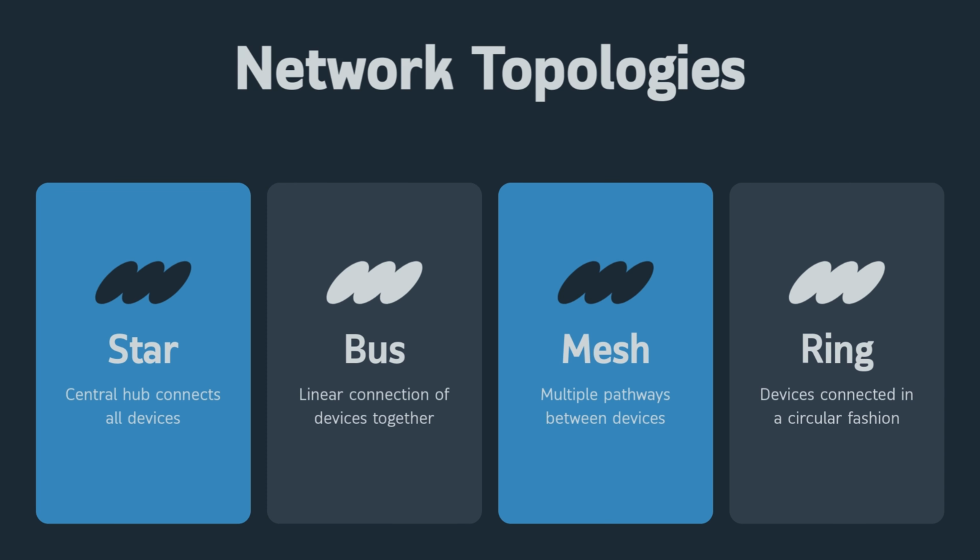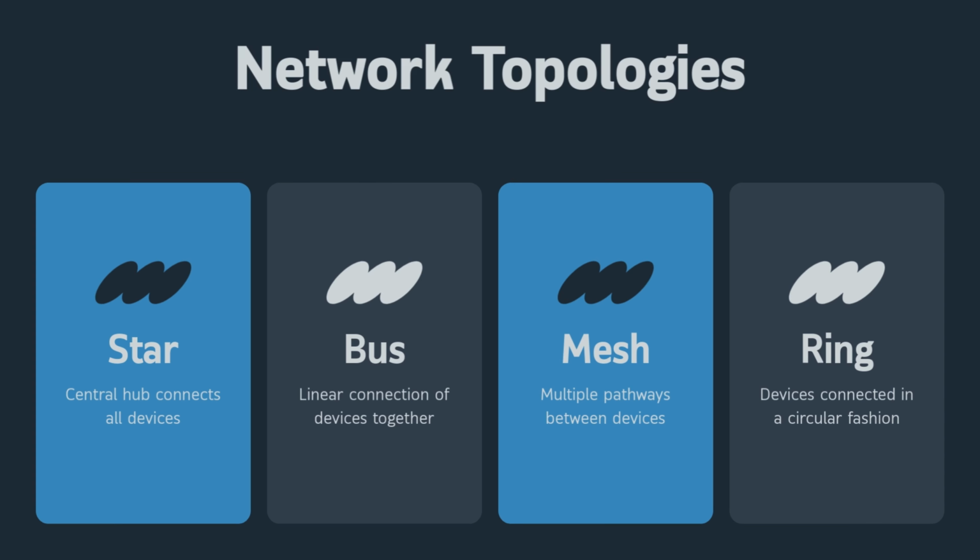Network topologies. A network can be arranged in different shapes that we call topologies. We have four kinds of topologies: star, bus, mesh, ring. A star is like any star. It has a central hub and the devices are connected to this hub from everywhere.